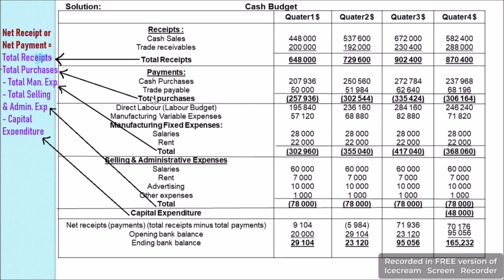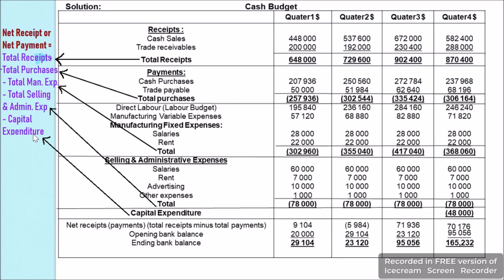So here we have the payments as total purchases, which will be subtracted. Then we have the total of other manufacturing expenses, which will be subtracted. Then we have the total of selling and administrative expenses, which will be subtracted, and then we have the capital expenditure, and this is also an outflow of cash, hence this will be subtracted.